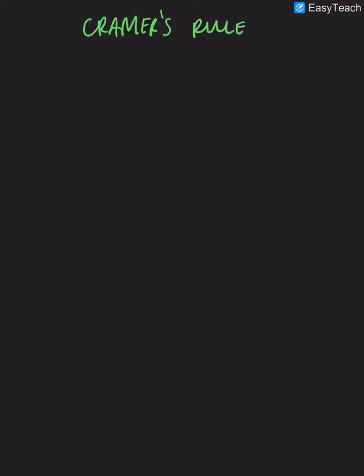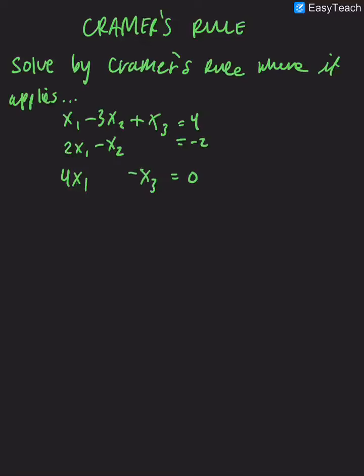Okay, so now moving on to Cramer's rule. So Cramer's rule is just an explicit formula to find the solutions of a system of linear equations. And you'll see that there are many equations, and there's going to be many unknowns. So it's just a quicker way to solve for the unknowns. Alright, so we're going to take these equations and solve them using Cramer's rule.